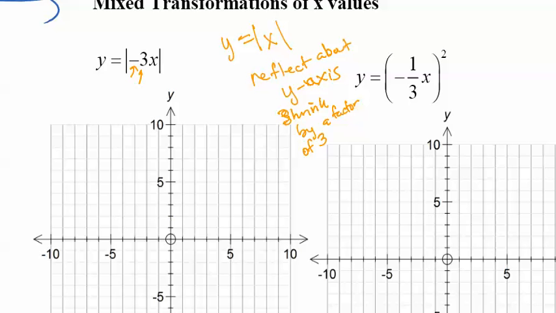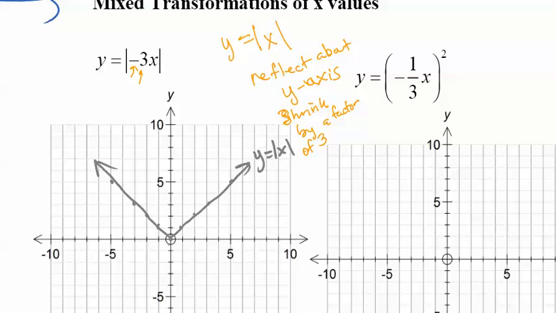Well, let's draw the parent function first. The parent function is absolute value, 1 to 1. We know that already. That wasn't 1 to 1, this is 1 to 1. Get my points a little straighter. All right, so the parent function looks like this. Okay, so this is y equals the absolute value of x.